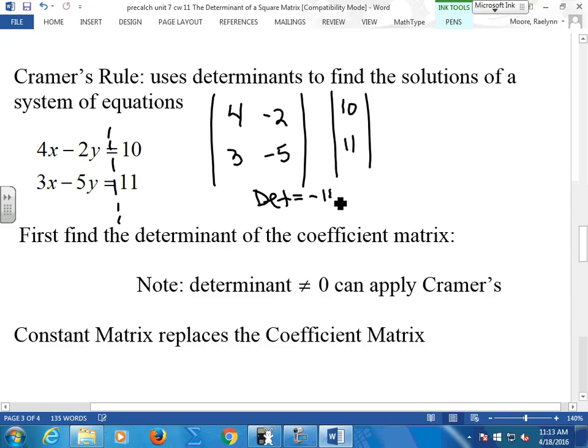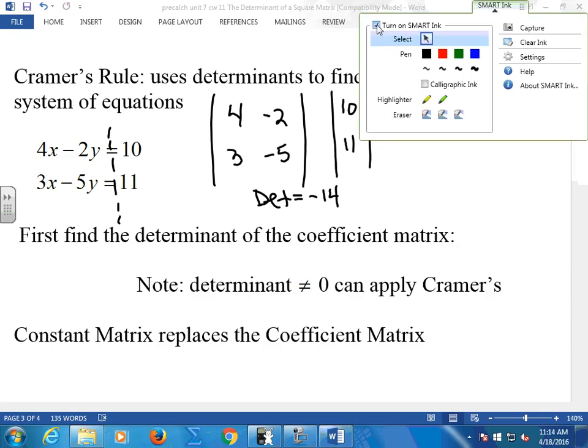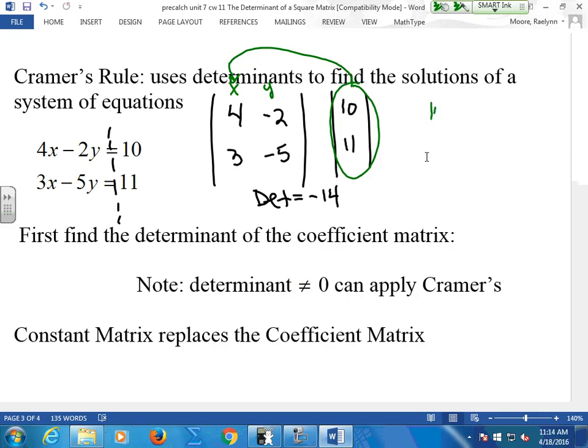-14. Now, watch really closely first before you start writing, and then I'll go over it again so that you can write it. To solve, this is my x, this is my y. To solve for my x, I'm going to take this solution and replace my x column right here. The rest is going to stay exactly the same. This is to solve for x, because x first and then y.